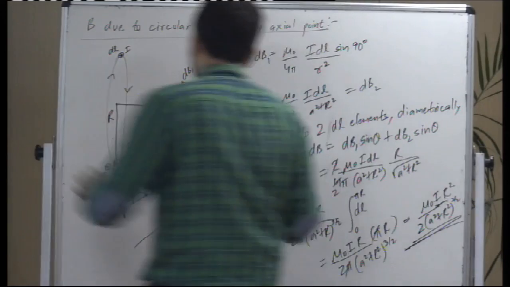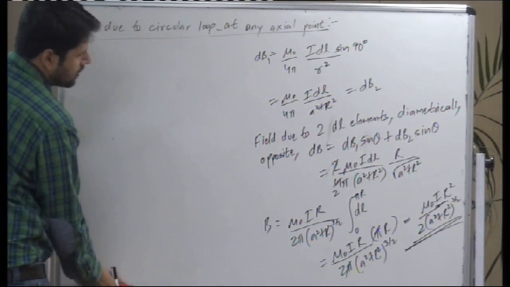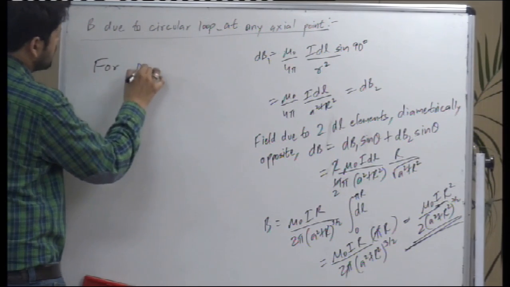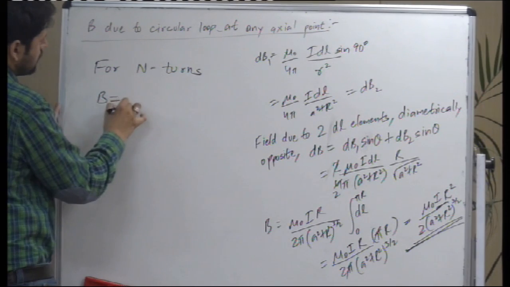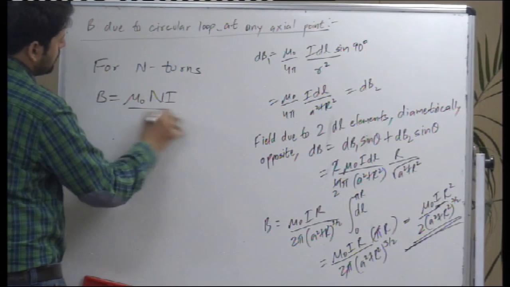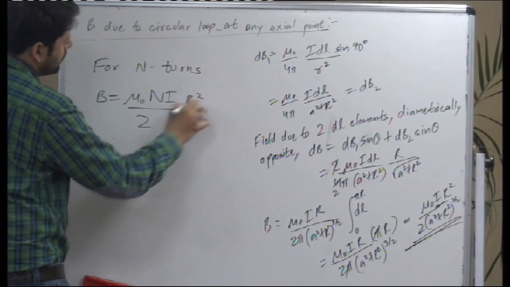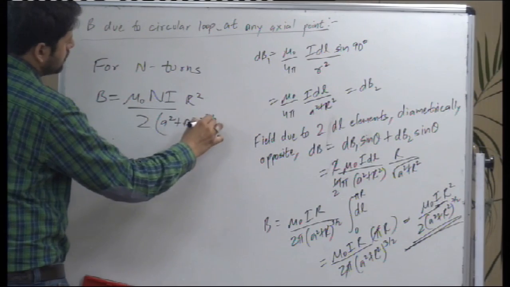Okay. So what if the coil or the loop has n turns? For n turns, B would be how much? Mu naught n I r square upon 2 times a square plus r square raised to power 3 by 2.